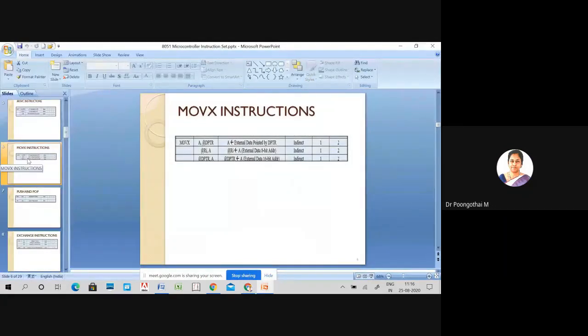But most of the programs we are using MOVX. We are accessing external elements. That is, using this instruction, we can access data from external memory. That is external RAM memory. Okay.